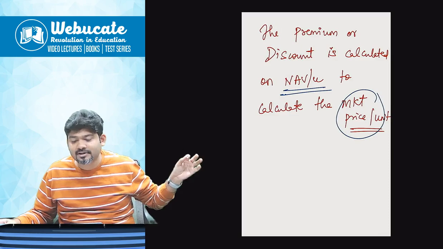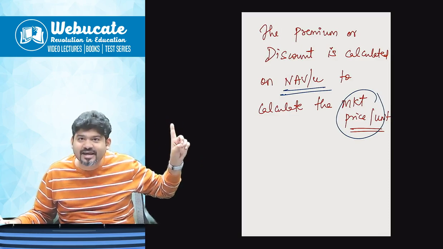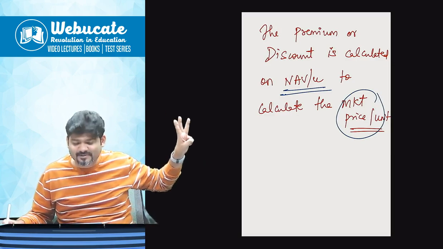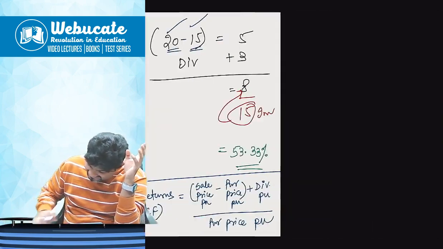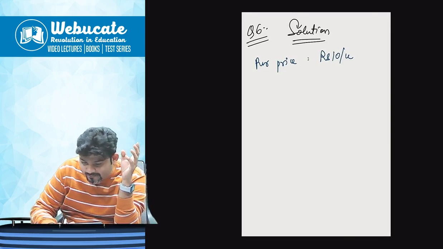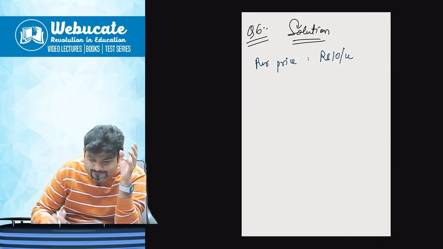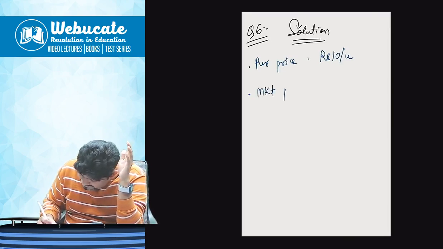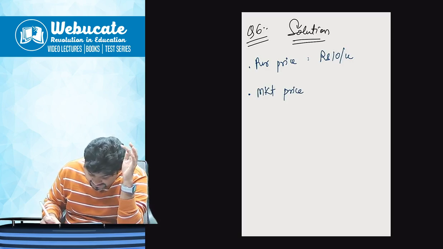Here, the premium or discount is calculated on NAV per unit to calculate the market price per unit. Do we have the NAV? 12.5. Do we have the discount? 25%. Will we get the market price per unit? Yes. Guys, are you understanding? Any doubts, anybody? Okay. So, purchase price is clear. What is the market price, which is nothing but the sale price here?